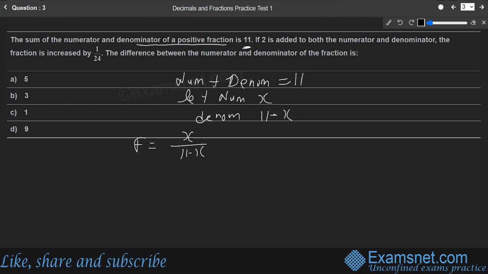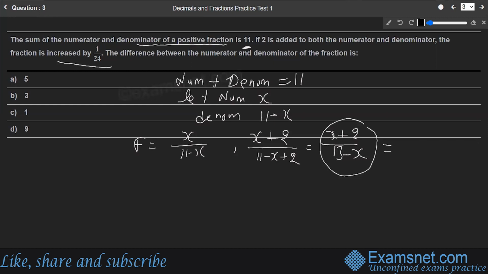Then he says if 2 is added to both the numerator and denominator. In these types of questions, we go sequentially as he states and keep on doing the changes. Let's add 2. So it's going to be x plus 2 divided by 11 minus x plus 2, which is nothing but x plus 2 divided by 13 minus x. The fraction is increased by 1 by 24.